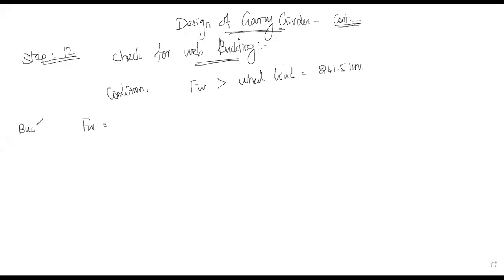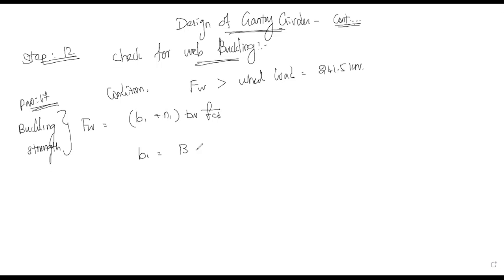Buckling strength, which from page number 67 we can have the formula: (B1 + N1) into tw into fcd. Here B1 is nothing but the bearing length. Bearing length that we are going to assume as 150 mm.